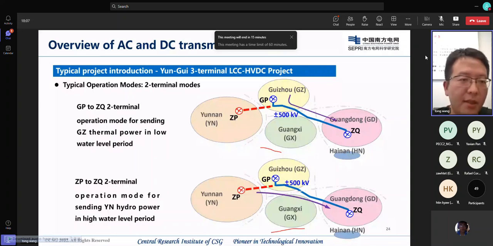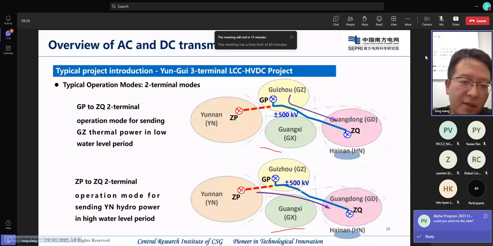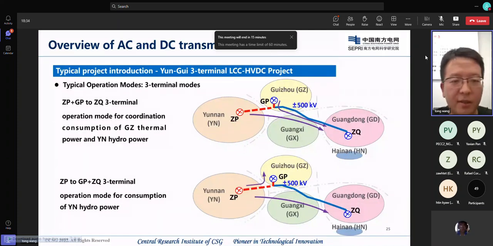The next one is the 3-terminal operation mode. In the first one, between these 2 seasons, both Yunnan and Guizhou can send power to Guangdong. Another one is that if there is insufficient power in Guizhou, we can send some clean power to Guizhou, using another operation mode.